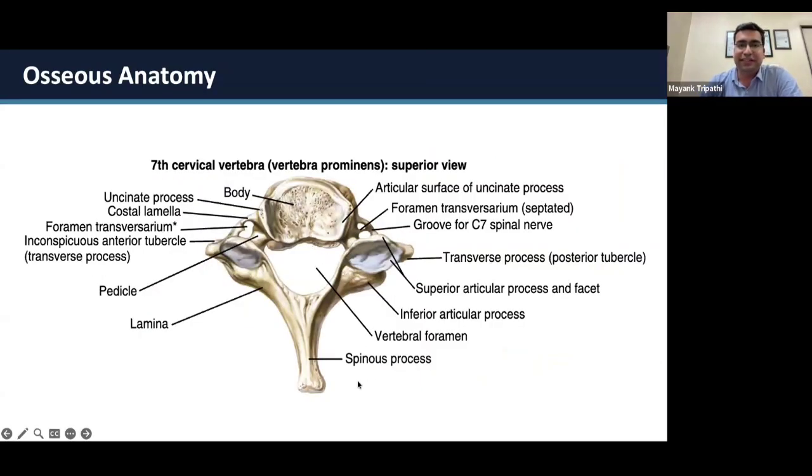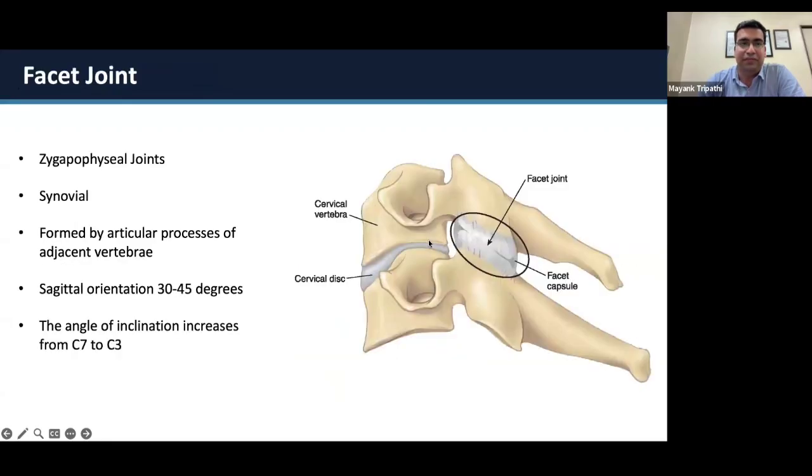Now, this is the C7 vertebra, superior view. Here we can appreciate that the spinous process in the C7 vertebra is single, it is not bifid usually. And the foramen transversarium of the C7 vertebra does not transmit the vertebral artery, as the vertebral artery enters through C6 and passes through the other foramina and passes out from C2. The C7 foramen transversarium usually gives place to the venous plexus, and it can have septations also, which is very prone to anomaly.